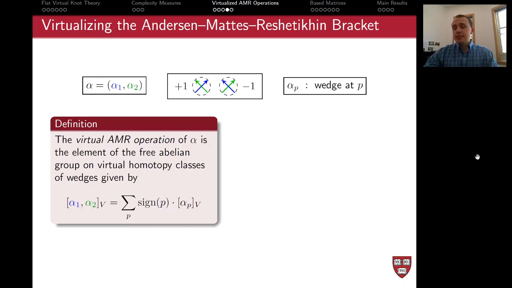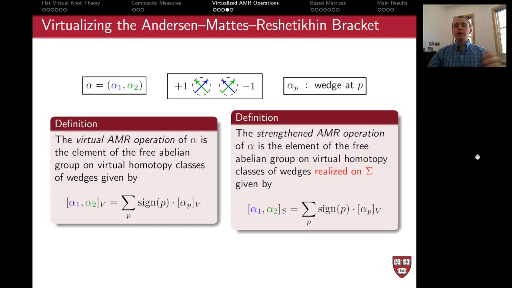But that's not the only definition. So with Chernov and Sadikov, we came up with another definition of a strengthened AMR operation where it looks identical. I've got a subscript of S for strengthened, but we're still looking at some virtual homotopy classes. And the distinguishing fact here, or the distinguishing definition here, is instead of just letting these virtual homotopy classes wander around however they want, we want them at every instance to be realized on the same surface.